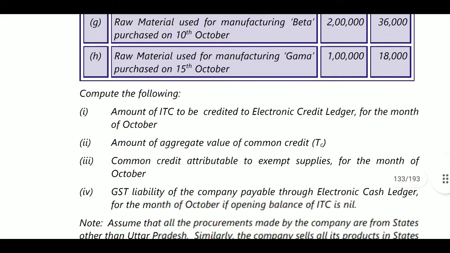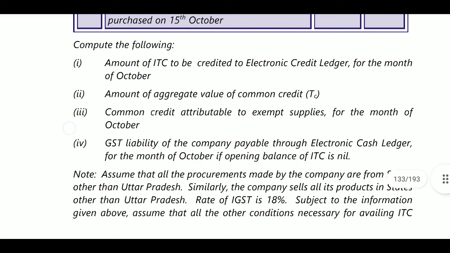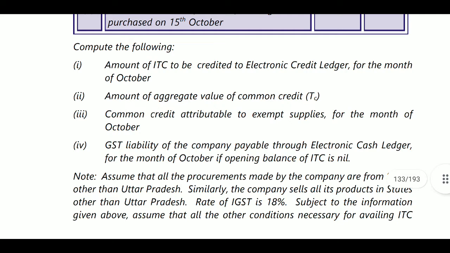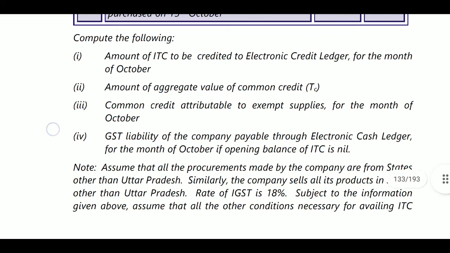So next, calculate, compute the following: amount of ITC to be credited to the electronic credit ledger for the month of October. For the month of October, it was 90,000, which was already calculated. Next, the aggregate value of common credit. Aggregate of common credit means the credit used for both the values. That is machinery U, machinery Z and machinery Y. That is common credit.